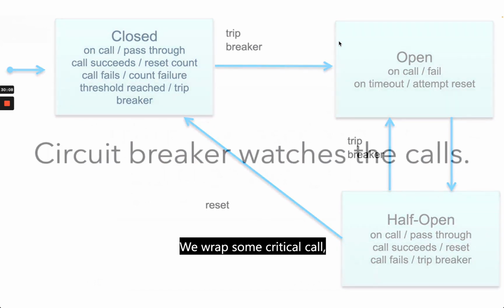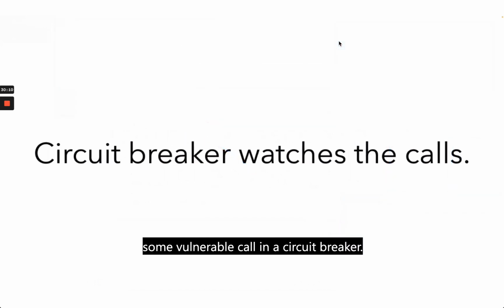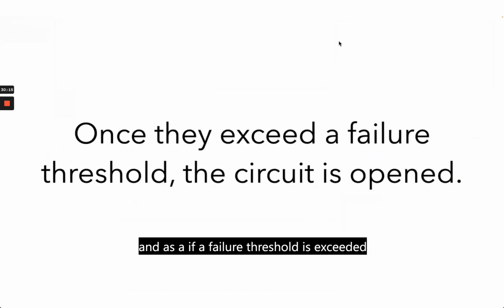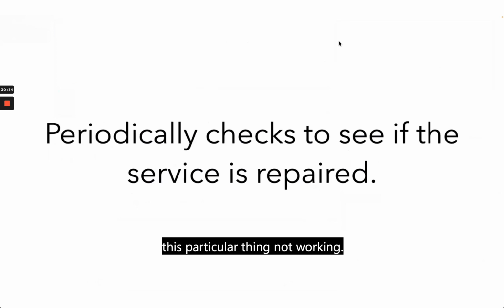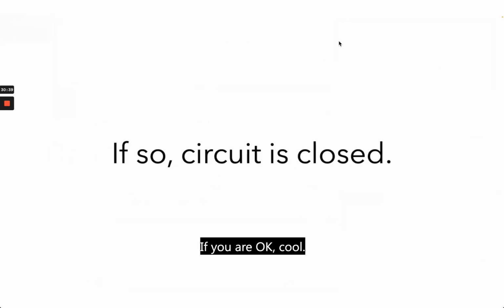Moral of the story: we wrap some critical, vulnerable call in a circuit breaker. The circuit breaker watches what happens, and if a failure threshold is exceeded, it opens up the circuit, redirecting to whatever fallback mechanism we have defined. And that's completely up to us. That could be a default answer, an error message, or redirecting to another service. It depends on the criticality and the consequence of this particular thing not working. It pings that existing call to see, are you healthy now? If you are, okay, cool, we can go back to the way things were before.